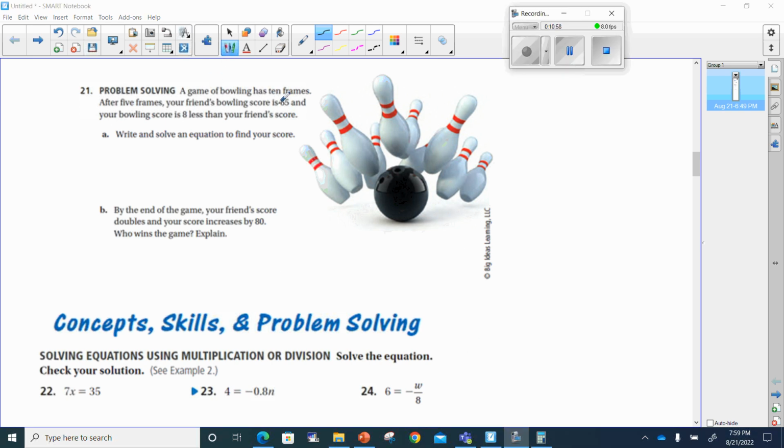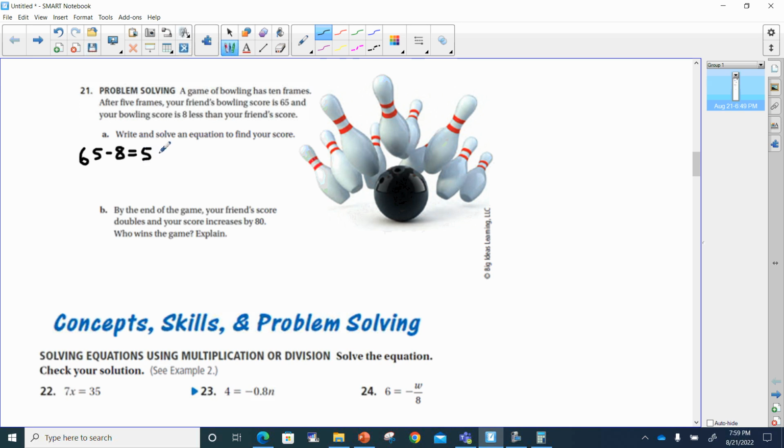It says that your friend's score was 65, and your score is 8 less than your friend's, so that's minus 8. This is pretty easy. 65 minus 8 is going to give us 57. Remember, when my signs are different, I find the difference. I take the big number minus the small number, and I keep the sign of the bigger number.